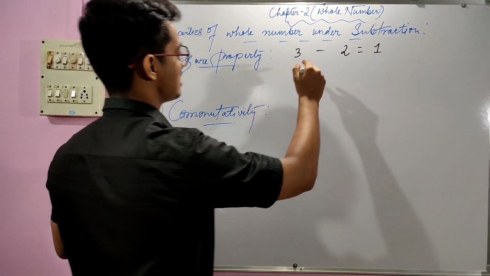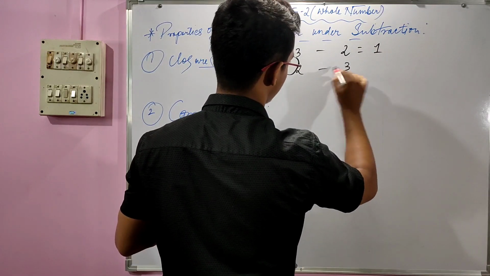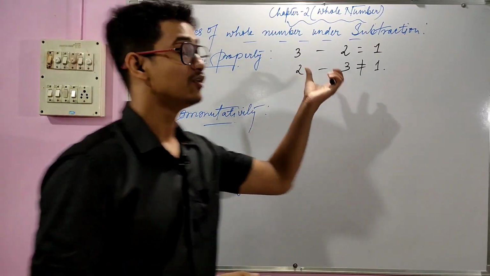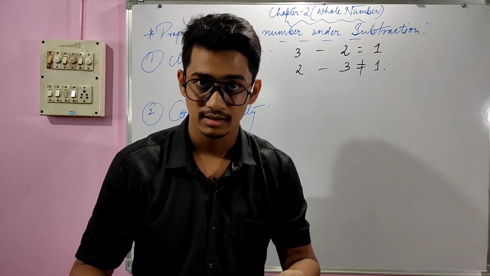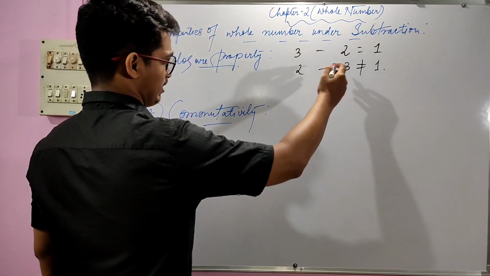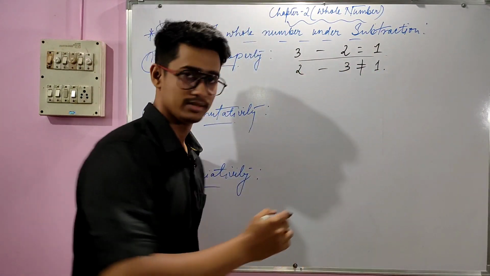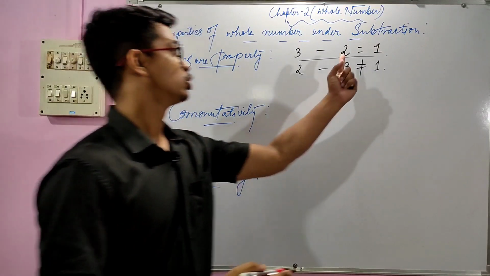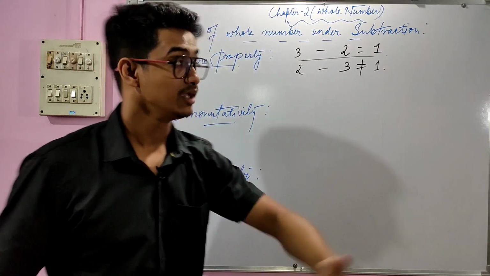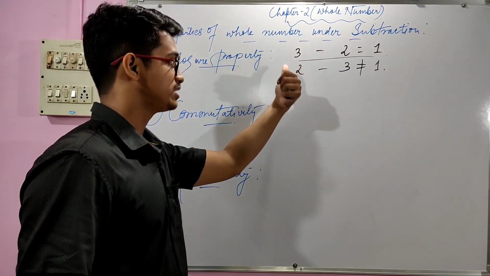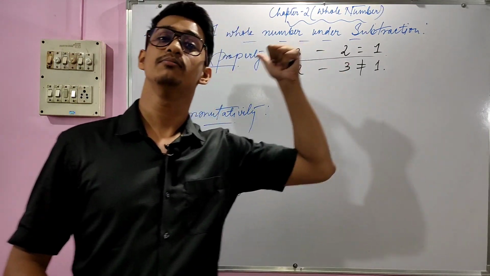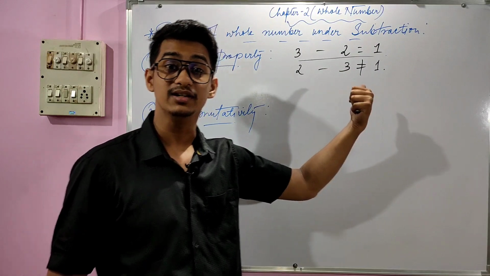But in case I reverse the two numbers, then it is not 1. The result will not be a whole number. Why? Let's take one example. The first statement means 2 is subtracted from 3, where 3 is the larger number. Now here in this case, 3 is subtracted from 2.